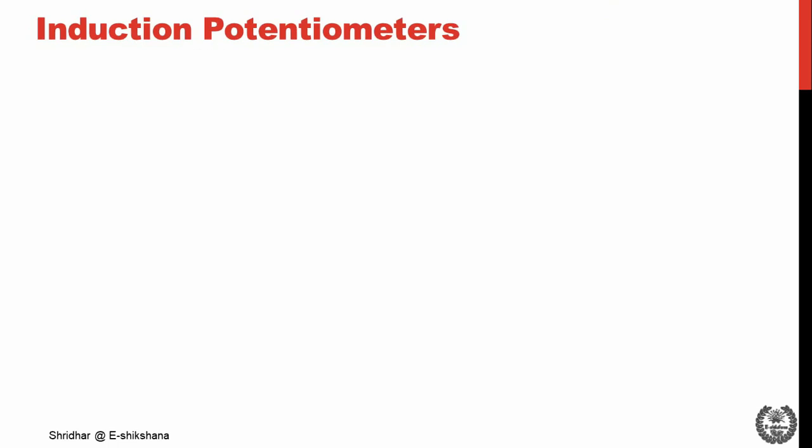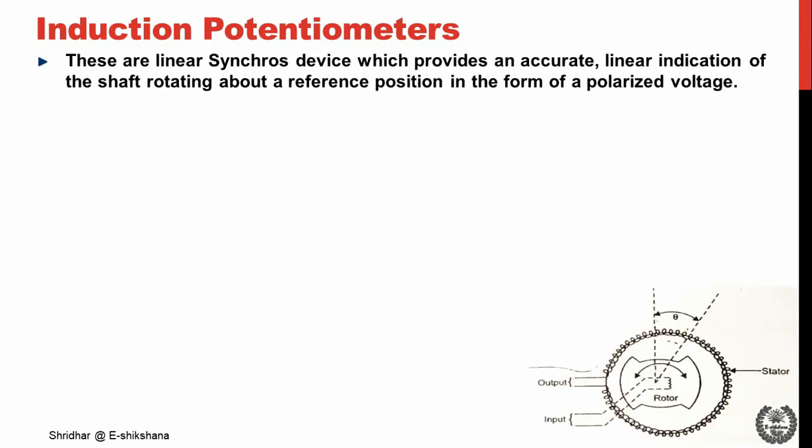Next, we'll discuss induction potentiometers. These are linear synchro devices which provide an accurate linear indication of the shaft rotation about the reference position in the form of a polarized voltage whose magnitude is proportional to the angular displacement and whose phase relationship indicates the direction of the shaft rotation.